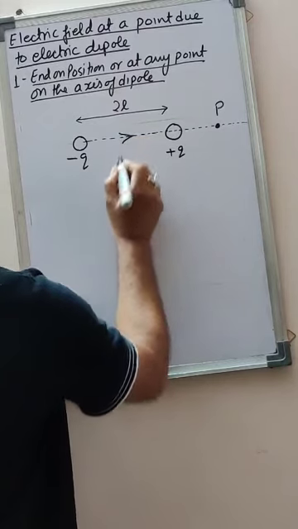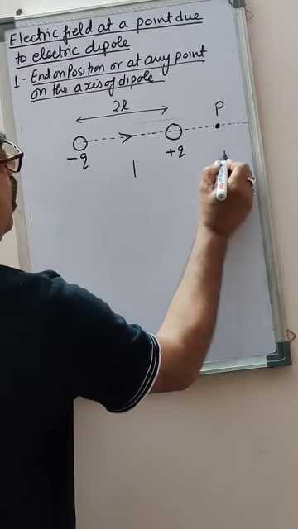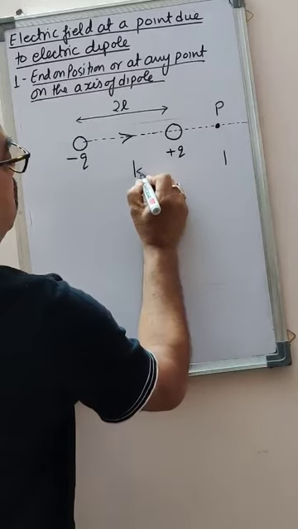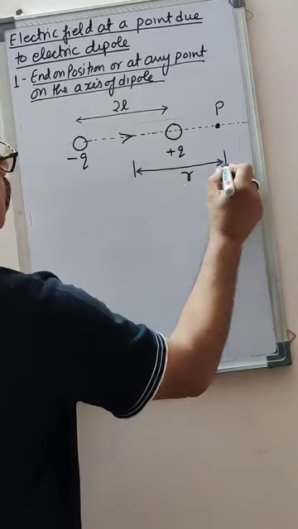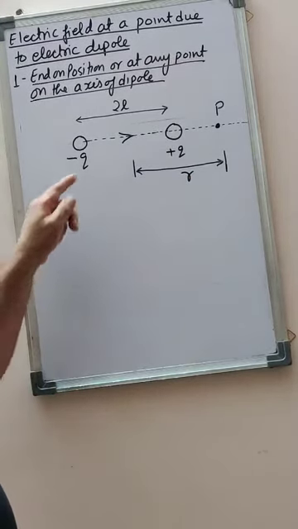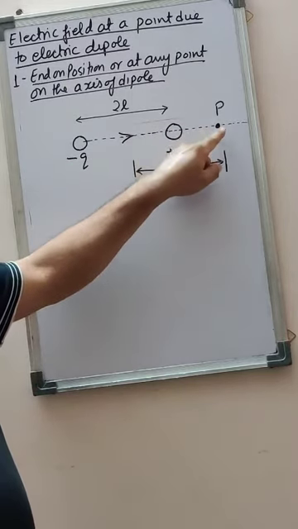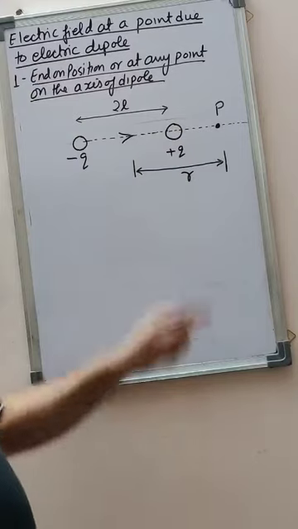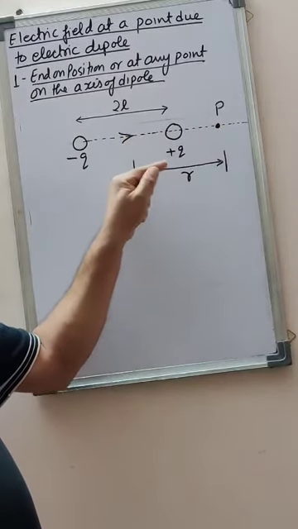Dipole moment is from negative to positive, and the distance of the point from the center of the dipole is R. So you have to find the electric field in end-on position, or at any point on the axis of the dipole. The point P is at distance R from the center of the dipole.